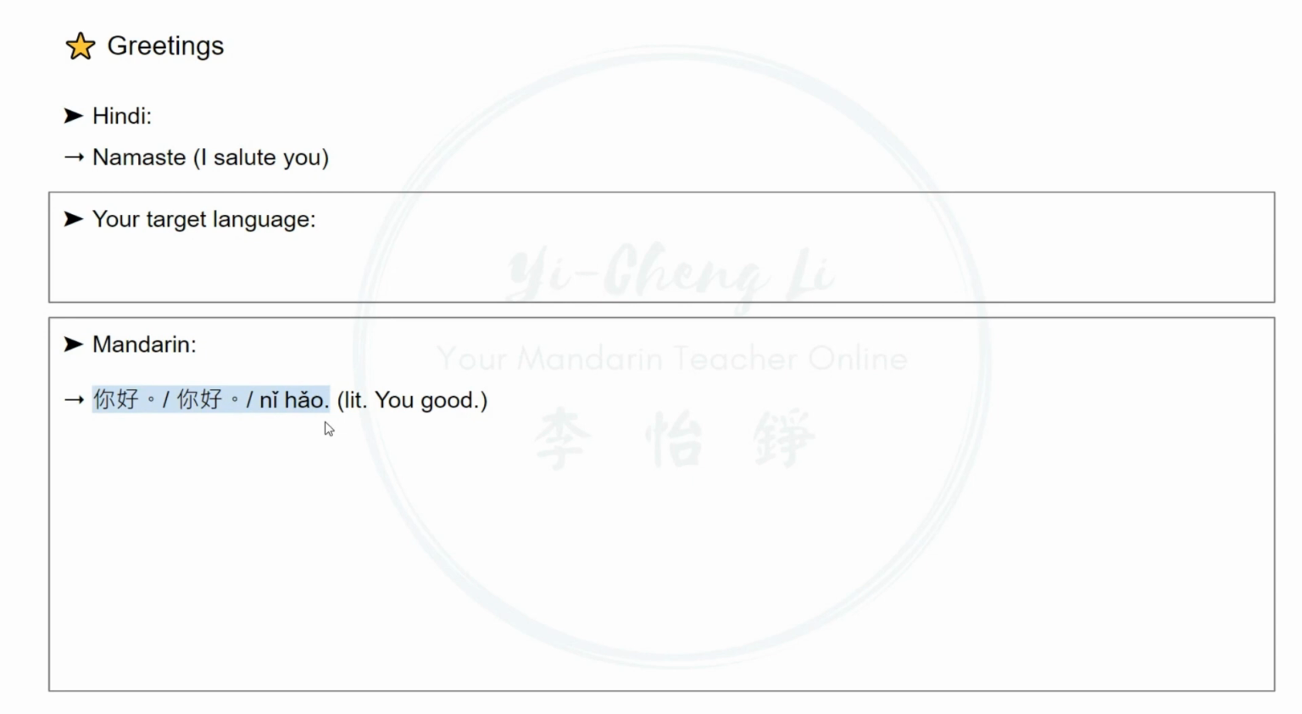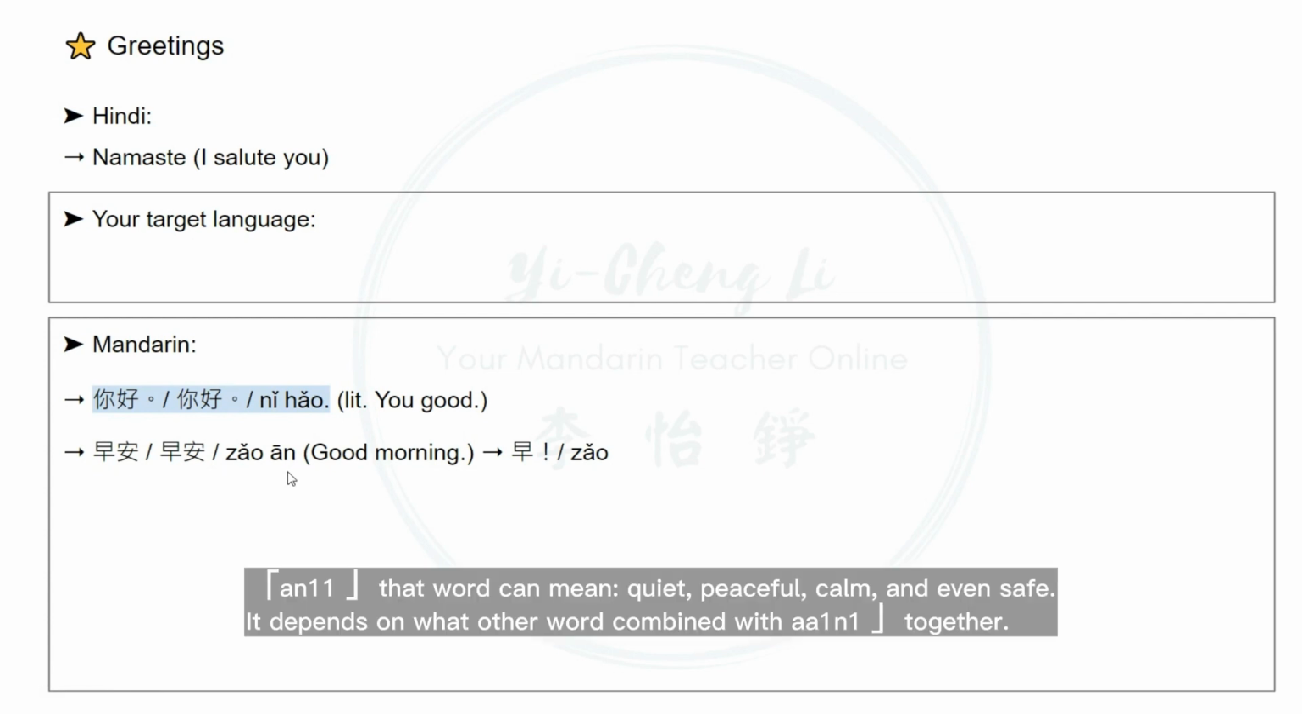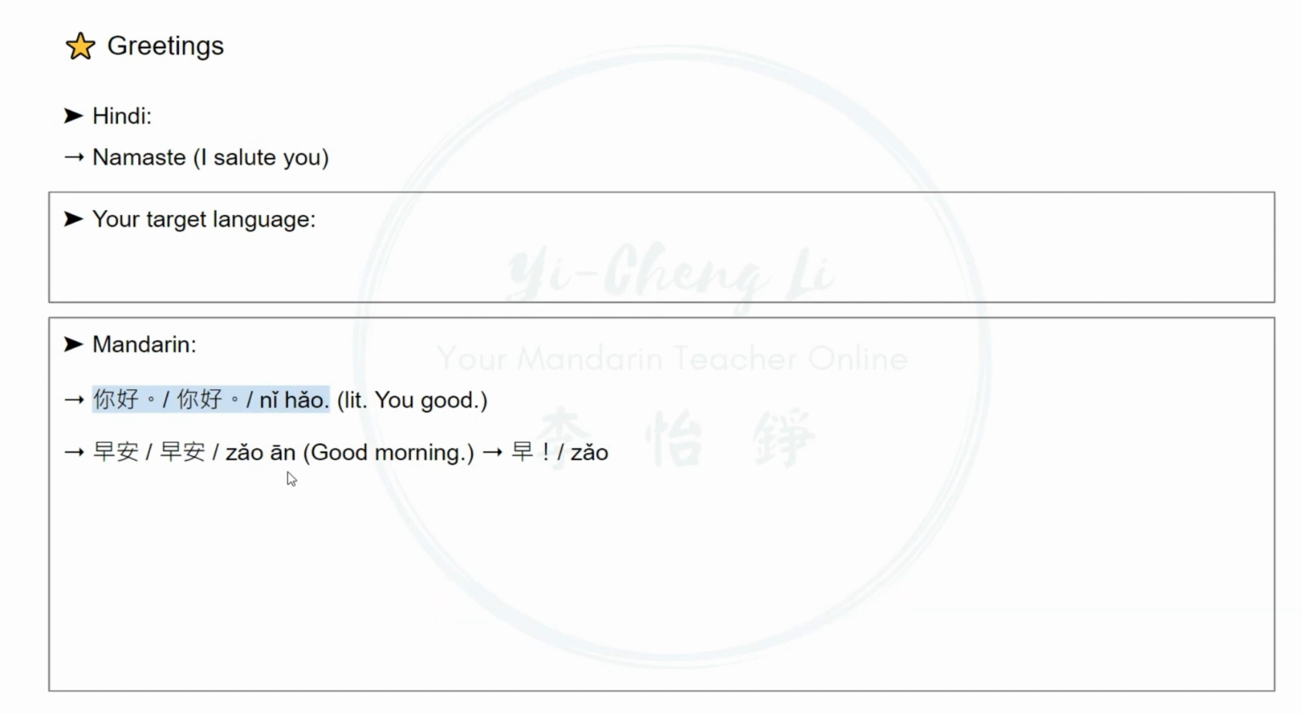Next one I'm going to teach you, if you don't want to sound so formal, you can learn this one. 早安, 早安. 早 means morning or early. An comes from wishing you peacefulness. So I wish you an early or peaceful morning. An easier, even more informal way is 早, just say 早.